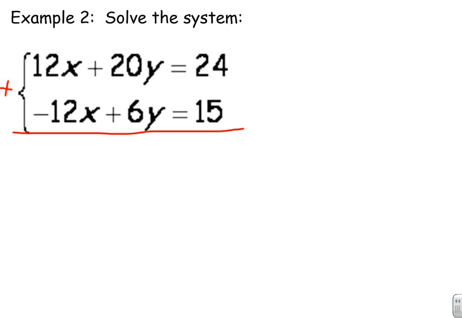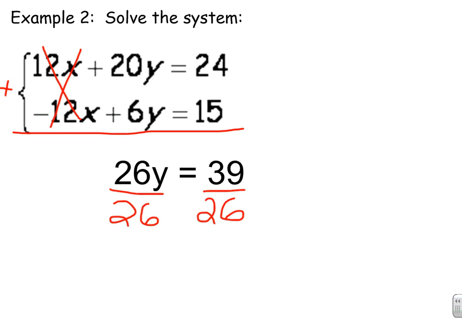Again, we're combining the equations. Of course, you can see our x's are opposites, so they eliminate. Our y's add together to make 26y. Our constants add together to make 39. We're solving for y, so we divide both sides by 26. That gives us the fraction y equals 39 divided by 26.